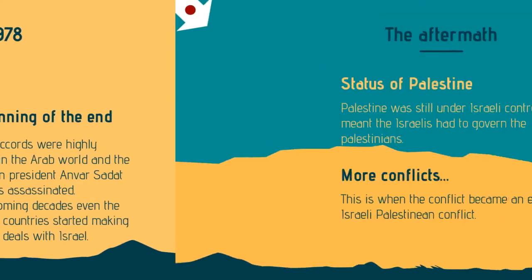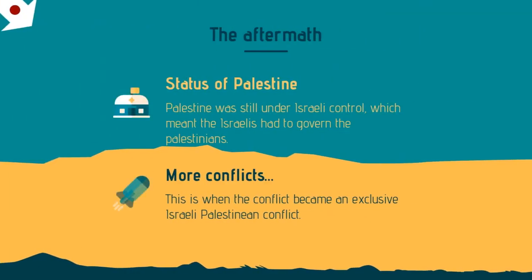The aftermath. Status of Palestine. Palestine was still under Israeli control, which meant that the Israelis had to govern the Palestinians, both of whom were bitter enemies in the past. This is when the conflict became an exclusive Israeli-Palestinian conflict.